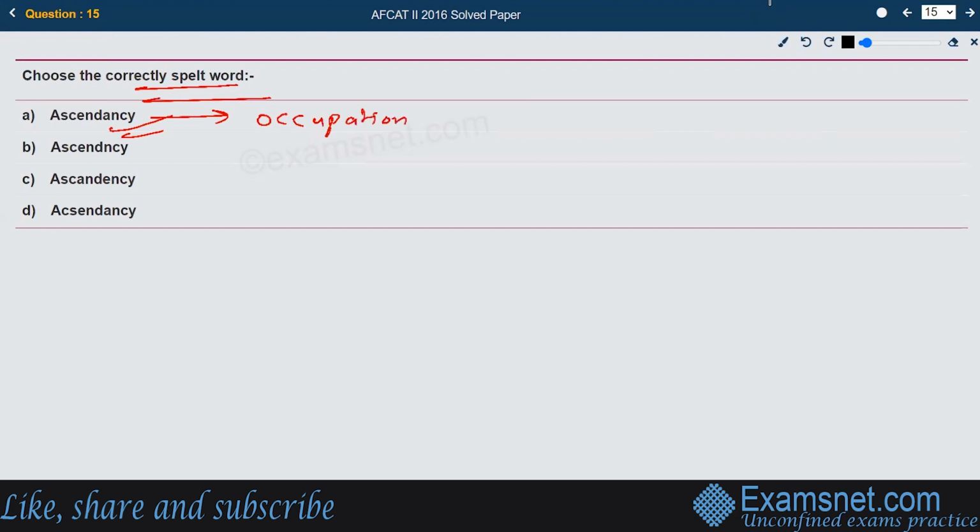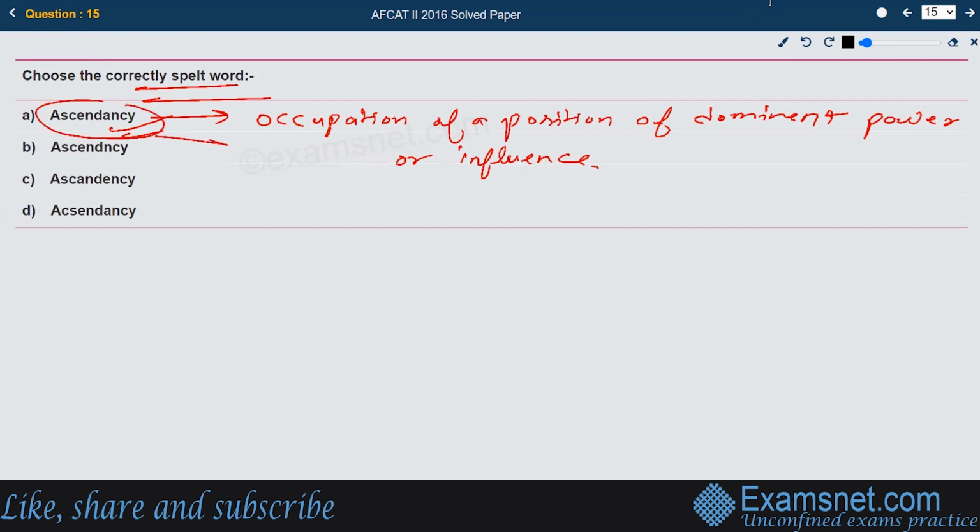Occupation of a position of dominant power. That is, if you have got extreme power, that is what dominant power means. Dominant power or influence. If you have got such power where you can influence people or you can dominate people, and if you occupy that, that is what ascendancy means, and this is the right spelling.